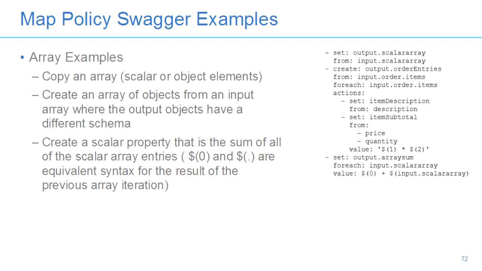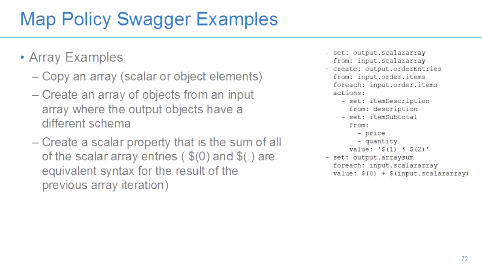The second example here is going to create an array of objects from an input array where I have a different schema. So in this case, I'm going to be creating an output order entries that's going to come from my input order items. I'm going to iterate over the order items, and then within that I have embedded set actions. So this will be setting the actual object for each input item. So you see, I'm just going to be calling the actual description here. I'm going to be calling it something else, so it's just going to map that across.